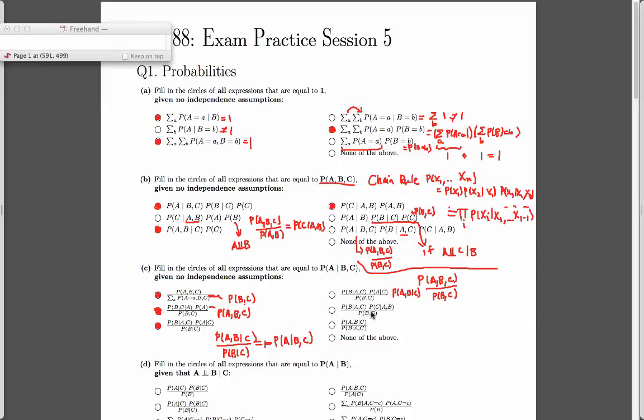In this fifth option, we have probability of B given A and C times the probability of C given A and B.